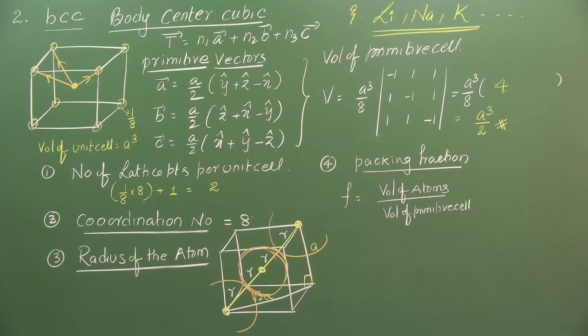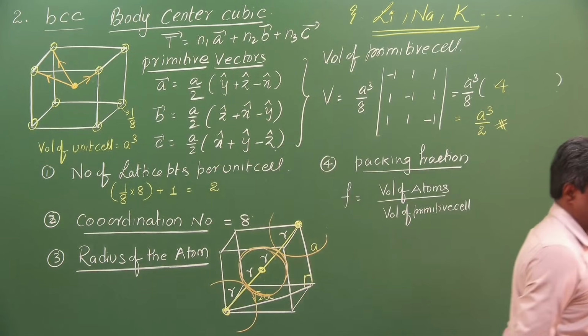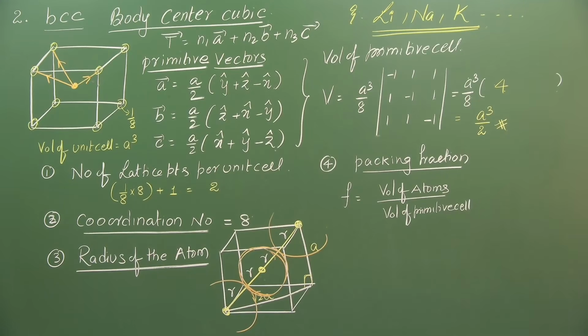Don't simply learn by heart, try to understand how we got the radius. It's a Pythagoras theorem. 4r whole square equals a square plus 2a square. How much did you get? Radius equals root 3 by 4, or 2r? Root 3 by 4.